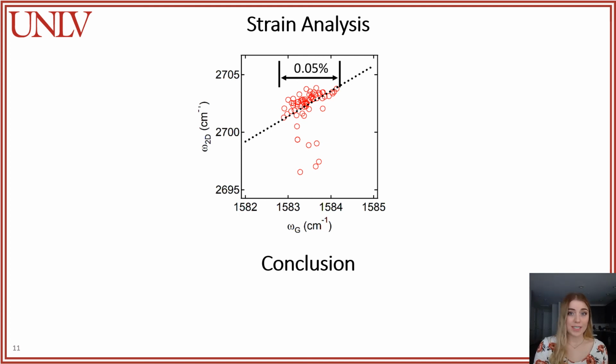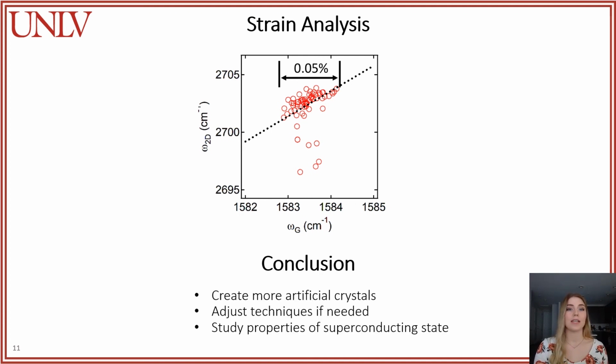To conclude, the techniques that I'm using show promising results. So for future work, I will continue to create more of these crystal heterostructures and refine the techniques if needed, and to study the properties of the superconducting state of twisted bilayer graphene.